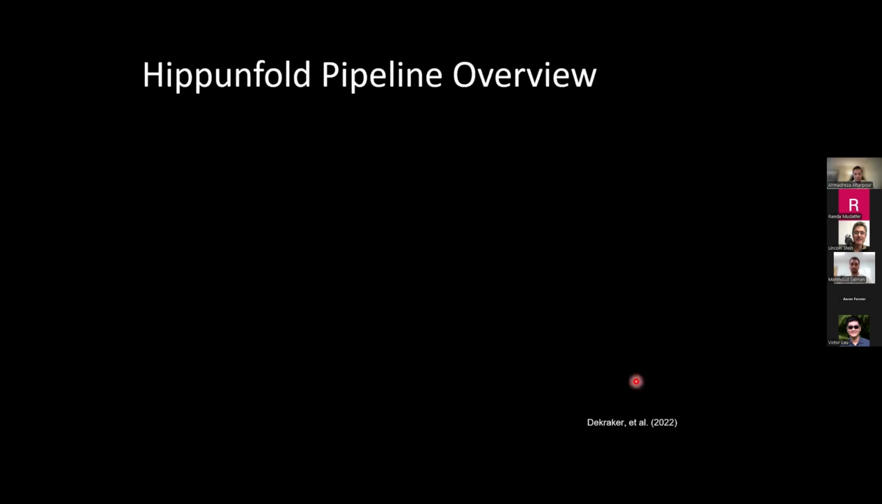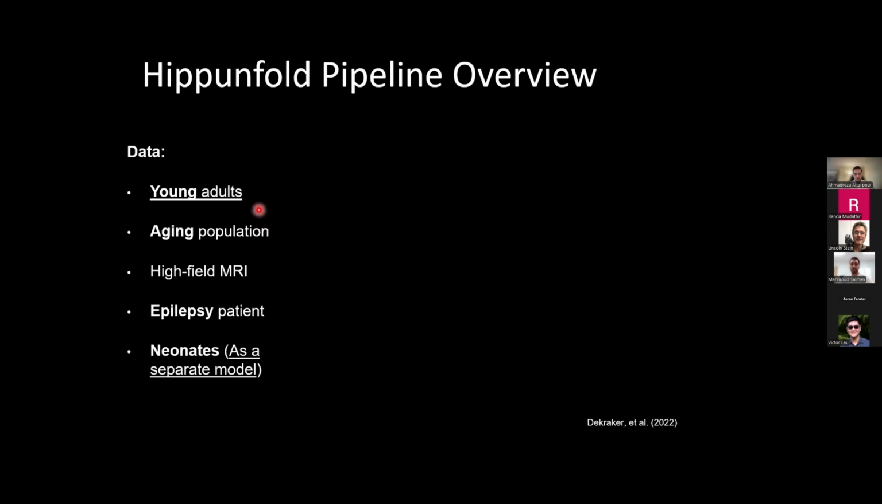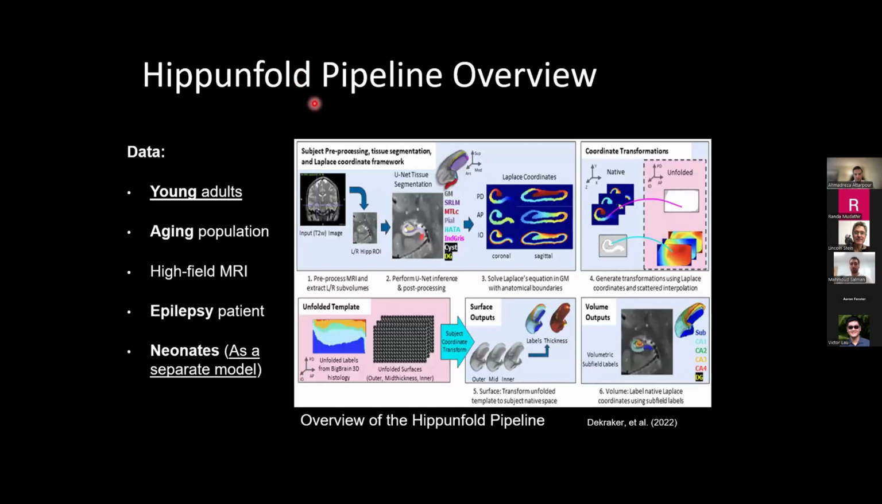Let's explain what HippUnfold is. HippUnfold is trained on data from diverse populations, like young adults, an aging population, and one epilepsy patient, as well as neonates, but neonates are handled by a separate model. From its name, to segment the hippocampal subfields, we first need to unfold the hippocampus from the 3D space to the surface space, and then segment the subfields there.